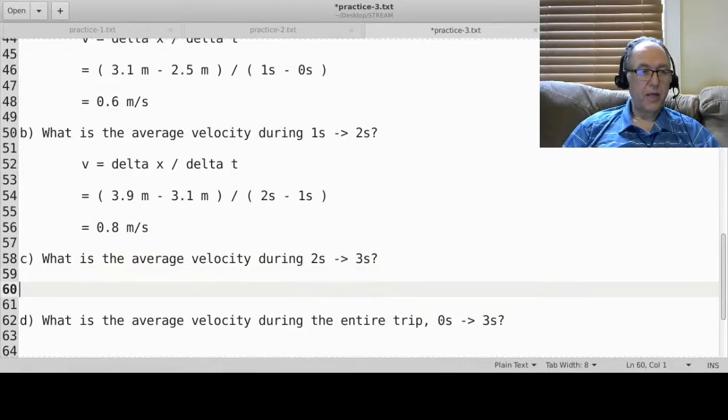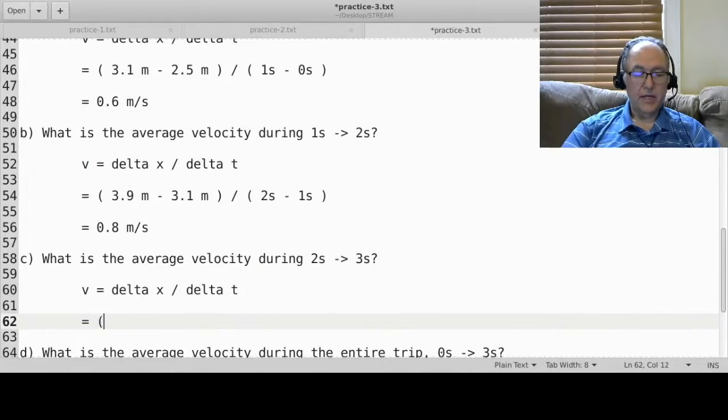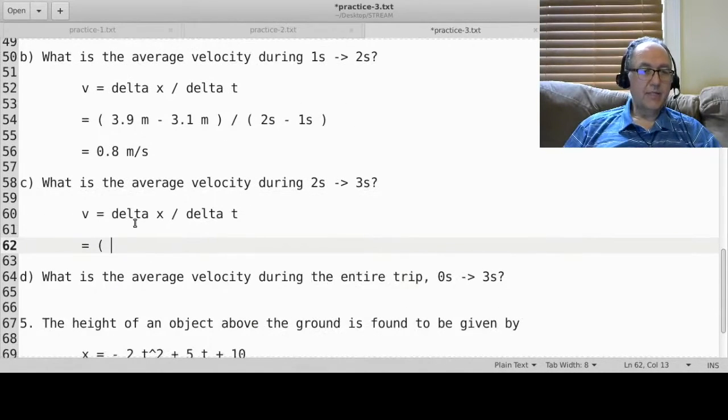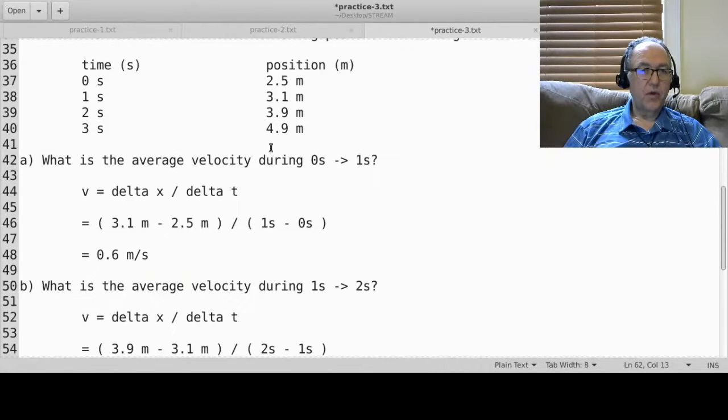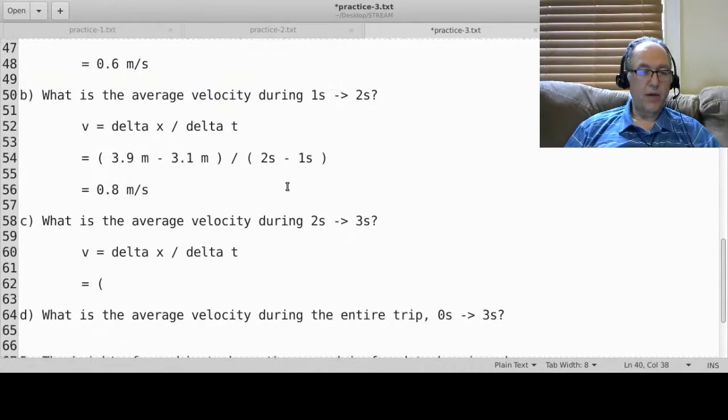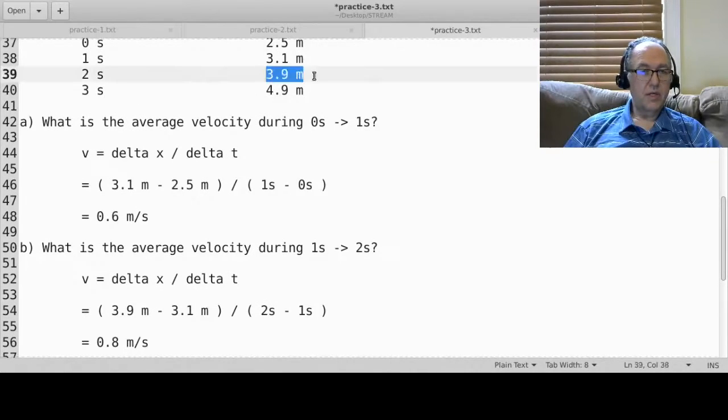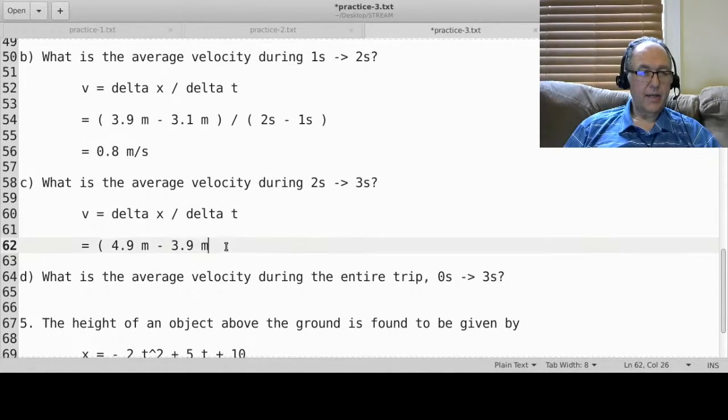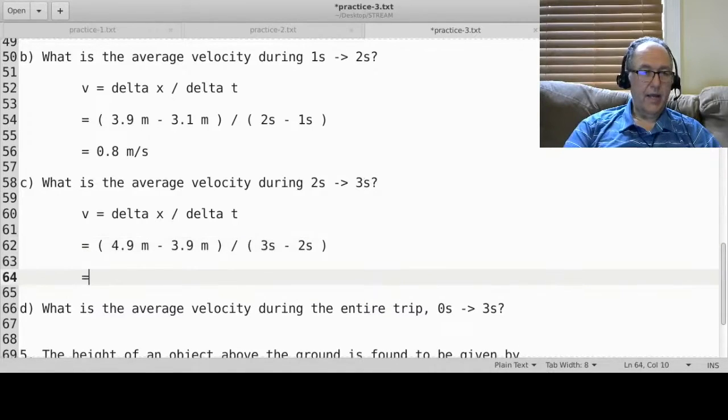Let's do the next question. Same formula. I think you got the hang of it now. This is going to equal delta x, the final minus the initial. So my final is going to be 4.9 minus my initial position, 3.9, divided by my delta t, which will be 3 seconds, my final time, minus my initial time, 2 seconds. Working that out, that's 1.0 meters per second.